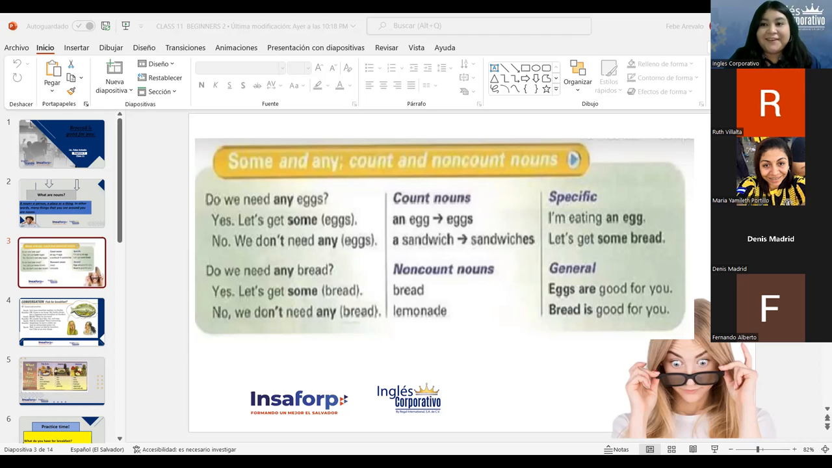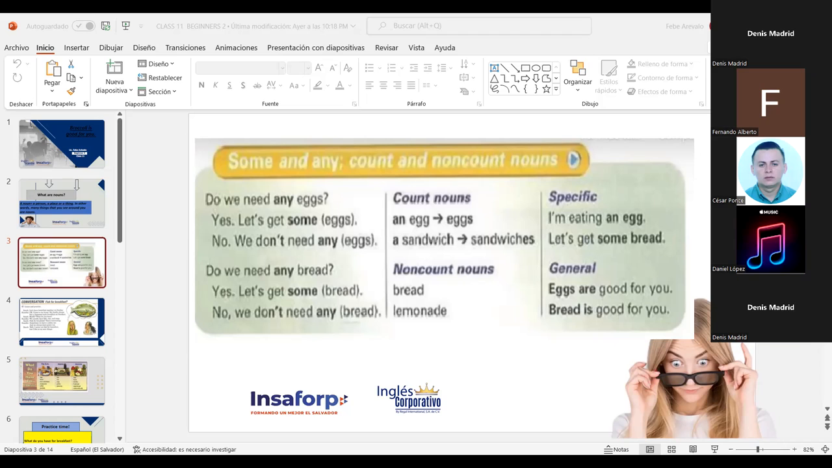Great, excellent, thank you. Now everybody, let's not forget about the count nouns and non-count nouns. For example, an egg or eggs, a sandwich or sandwiches, right? Then you have non-count nouns like bread, lemonade, all right? And then you have specific information. I'm eating an egg. Let's get some bread.